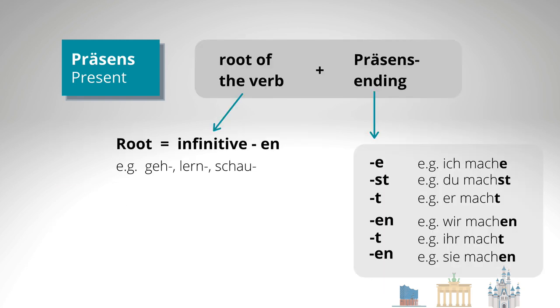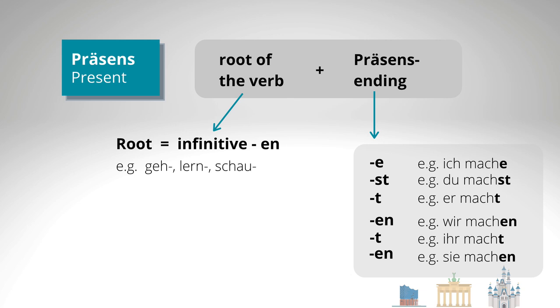Once we have the root, all we need to do is add the present endings. And they are e for the first person singular, st for the second person singular, t for the third person singular, n for the first person plural, t for the second person plural, and again n for the third person plural. So for example, if we take the verb machen, to make, we would conjugate it like this. Ich mache, du machst, sie es macht, wir machen, ihr macht, and sie machen. So that's the Präsens, our most used and probably also easiest tense.